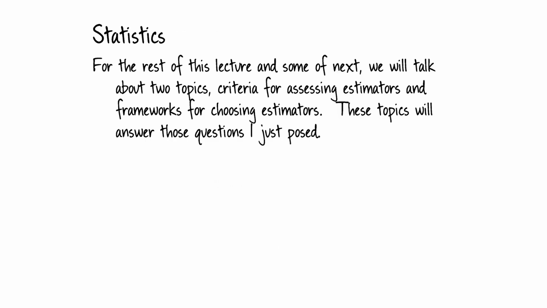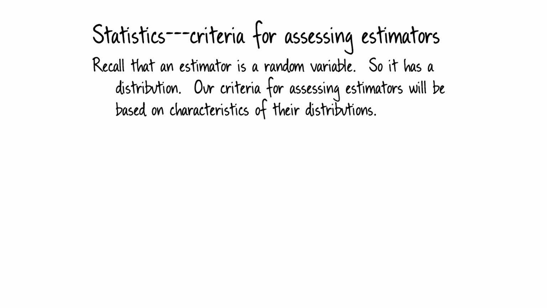For the rest of this lecture and some of the next, we're going to talk about criteria for assessing estimators, and frameworks for choosing estimators. These 2 topics are going to answer those questions that were just posed. So how can we think about criteria for assessing estimators? Remember, an estimator is a random variable. Everything you need to know about a random variable is embodied in its distribution. That's essentially what a random variable is. So our criteria for assessing these estimators will be based on characteristics of their distributions.